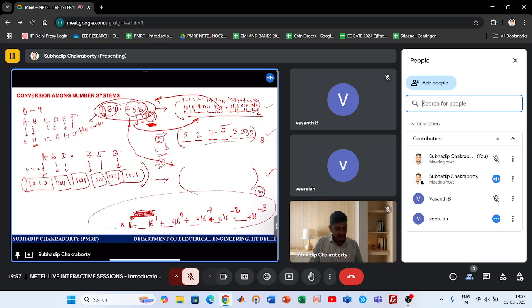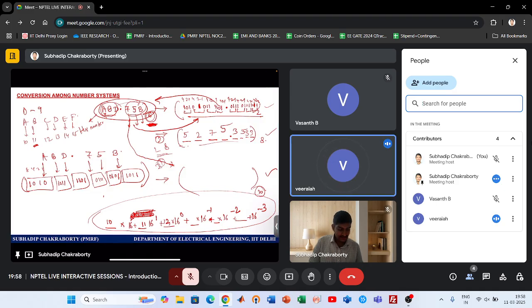So all these number strengths you need to add to get the decimal form. 16 squared was A, and A was 10. So 10 into 16 squared, plus B. B was 11, into 16 power 1, plus C was 12. Sorry, C is not there. ABD. D means 13.